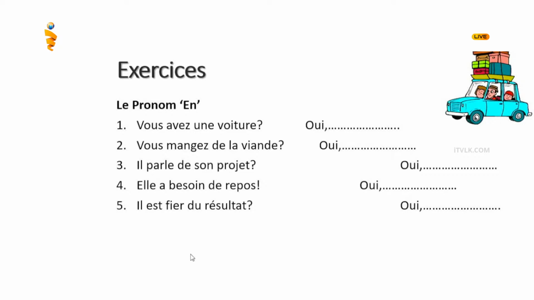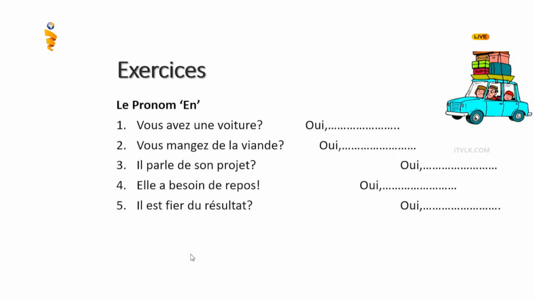Next one. Vous mangez de la viande? Here also we are going to take the pronoun en when we answer this question. Manger de la viande. You can say article partitive. Yes, you have to say oui, j'en mange. Next one. Il parle de son projet. Parler de quelque chose. Yes, children, you can use the pronoun en here also. So you can say oui, il en parle.